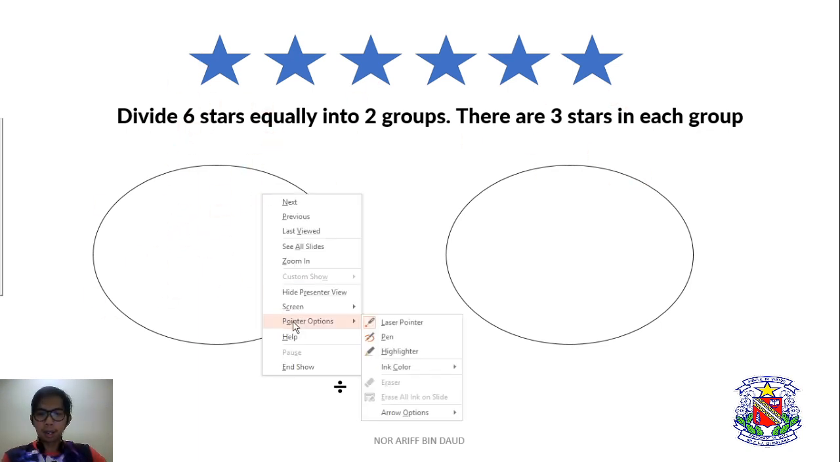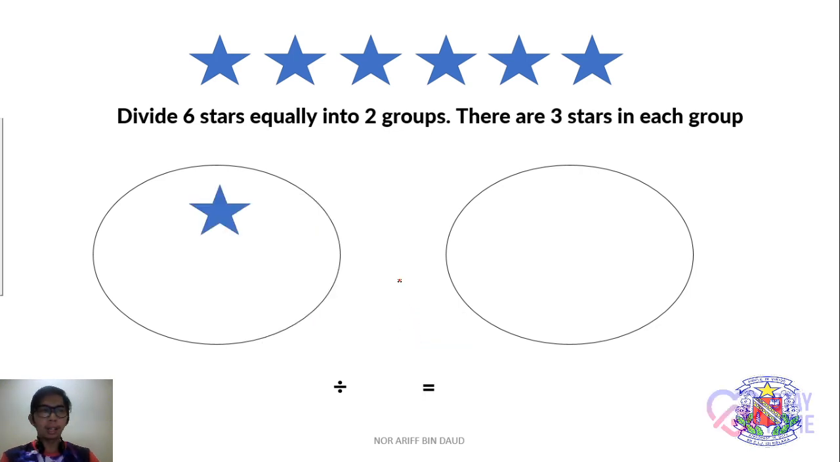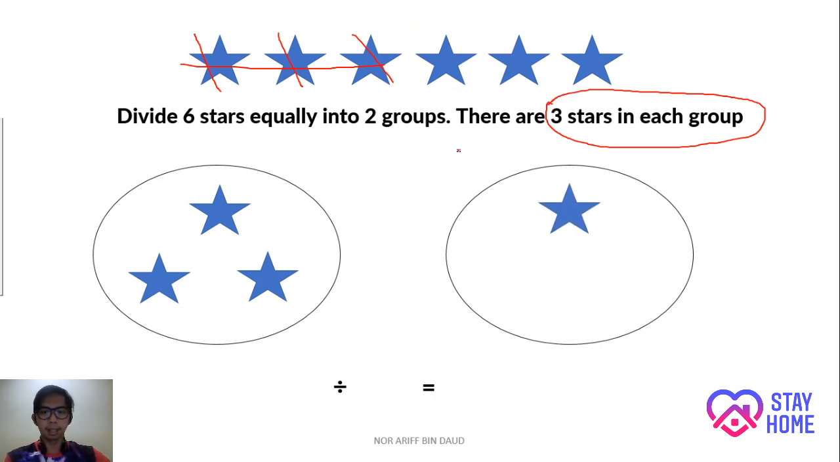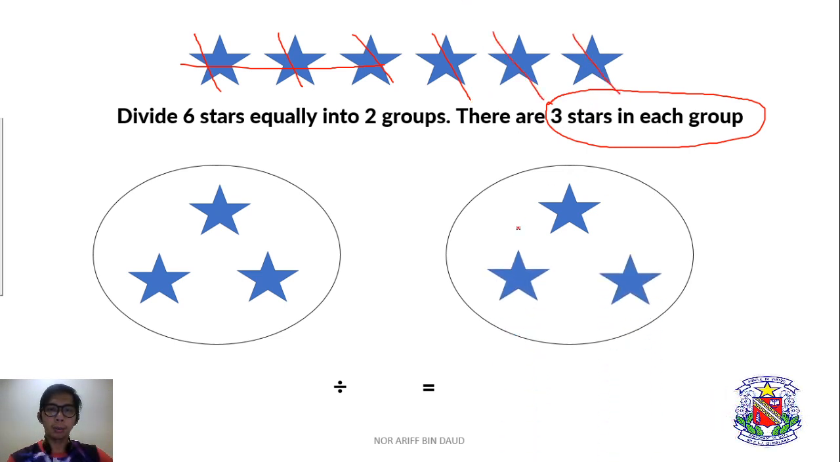Now I show you something. I put 1 star here and then I cross it. Put another star, I cross again, put another star and I cross again. So we already use 3 stars because they want 3 stars in each group. So we have another 3 stars. We put here 1 star, 2 stars and 3 stars. So we already have 3 stars in each group and we don't have any star left. We already used all 6 stars.